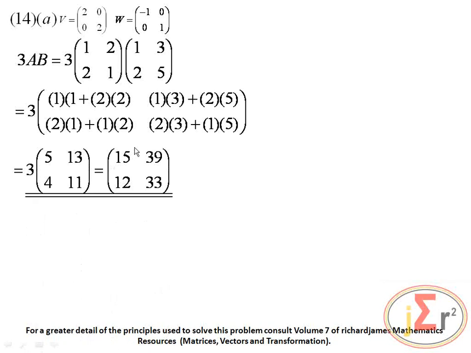Simplifying the result, we get 5, 13, 4, 11. We multiply that by 3 and the result is 15, 39, 12, 33.